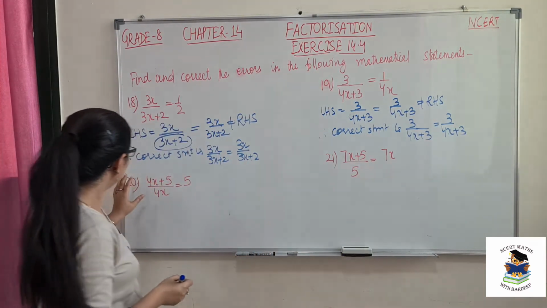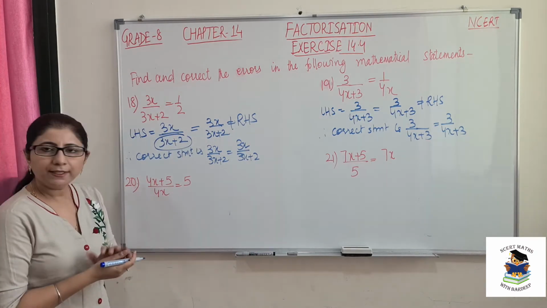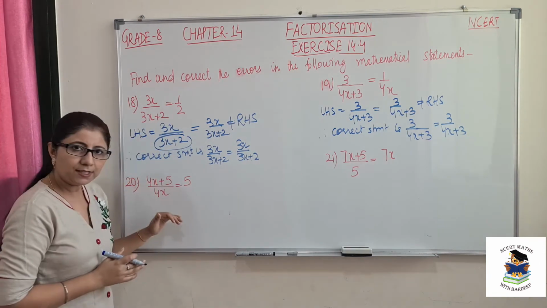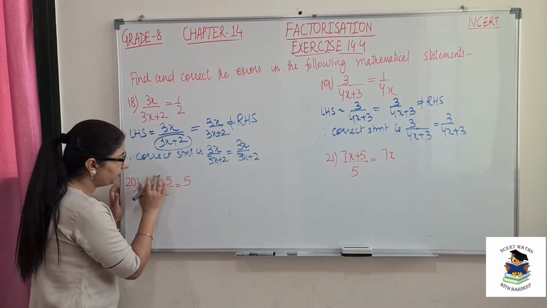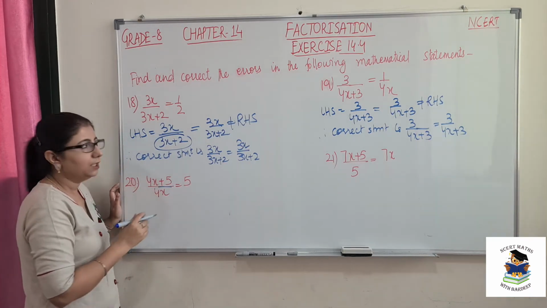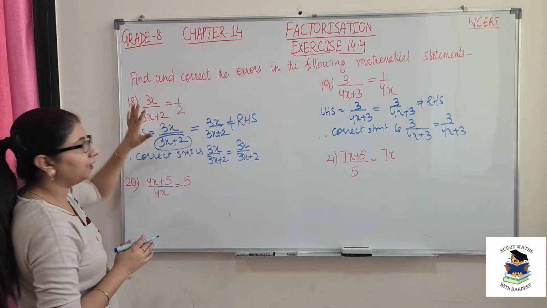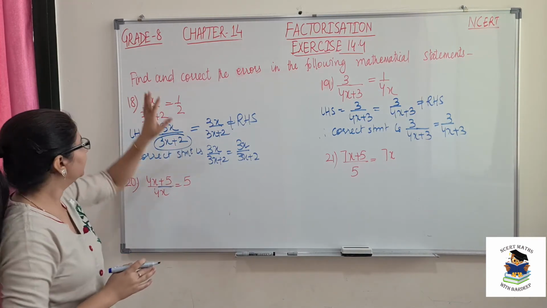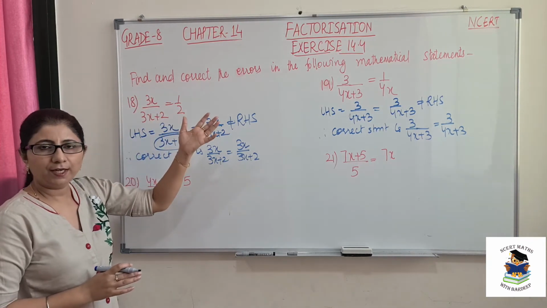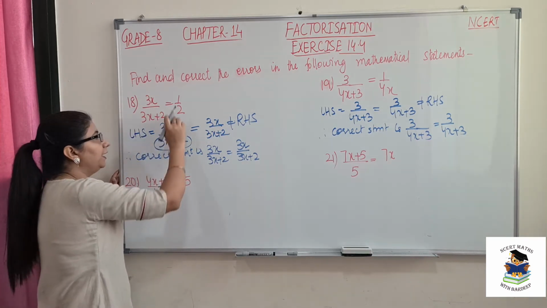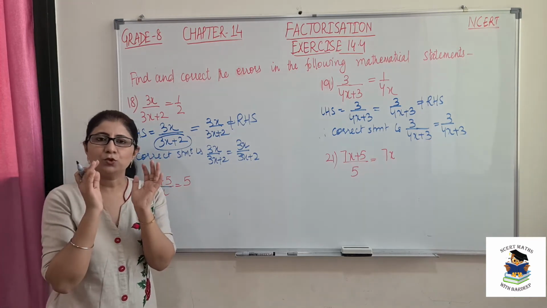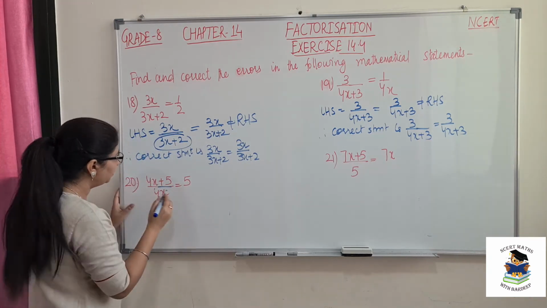Okay, so let's see the 20th question. Now I can split. So 4x, that means the denominator is only one term. In this question, I can split my numerator into two separate terms and write 4x for each term. But in the previous question, since the denominator has two terms, I cannot split the numerator. The numerator can have as many terms as it likes, but when the denominator has more than one term, it cannot be split. Okay, so the full denominator is to be kept with the numerator.